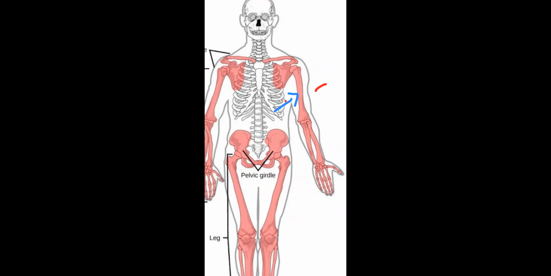Then, which is the second part? Forearm. These bones are which one? Radius and ulna.